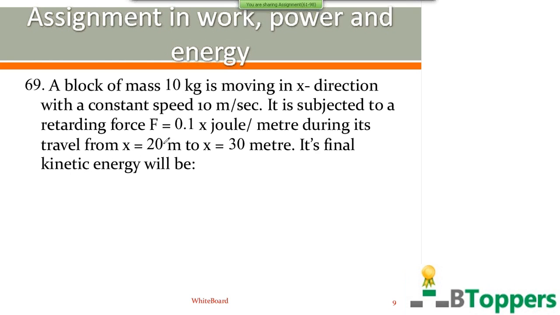Now the work done by the retarding force cannot simply be written as minus Fs as in the previous examples, because here the retarding force is not constant, it varies with the displacement. So the work done by a variable force has to be calculated by the method of integration. The work done by the retarding force for an infinitesimally small displacement is minus F into dx, because the retarding force acts opposite to the displacement. That is minus 0.1 into x dx.